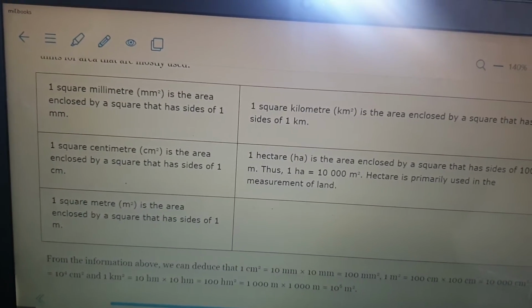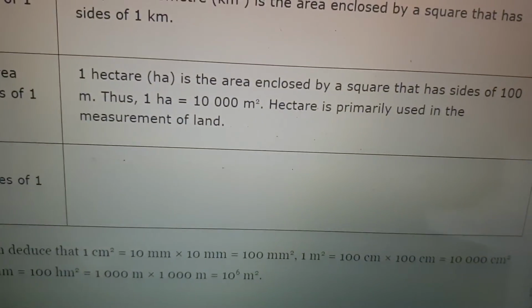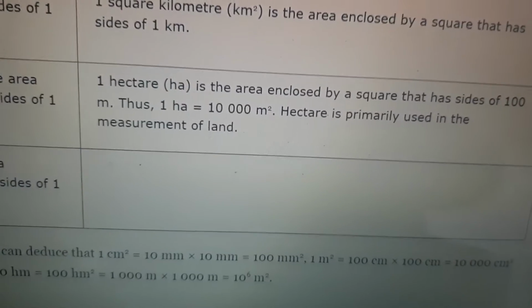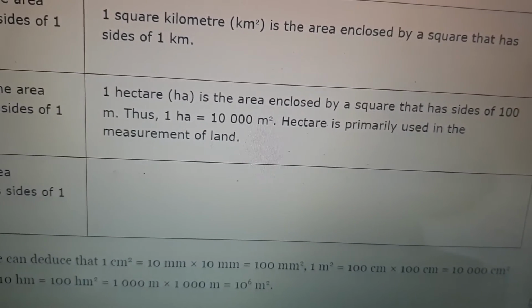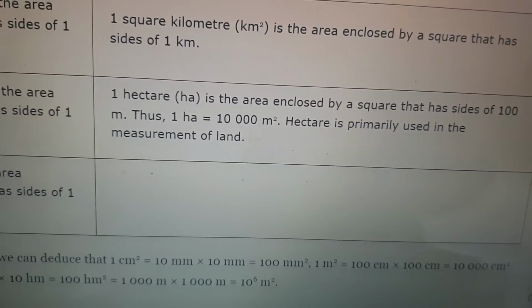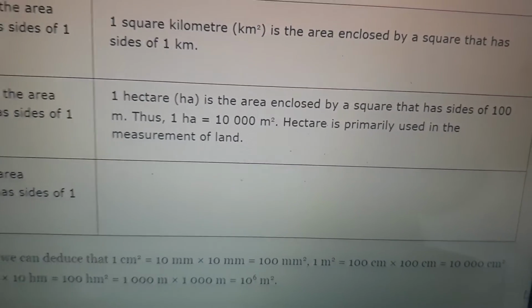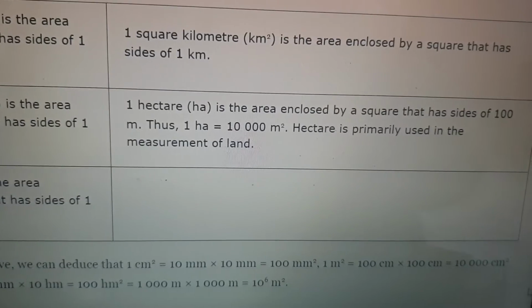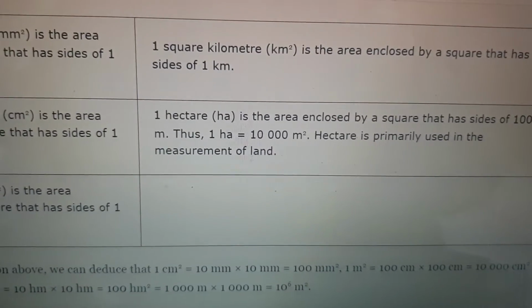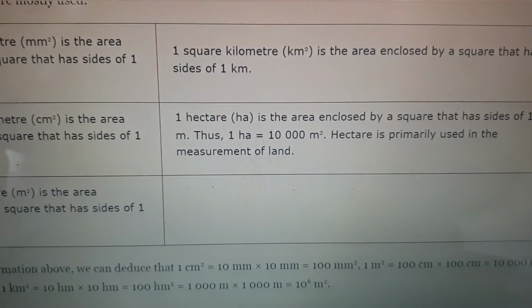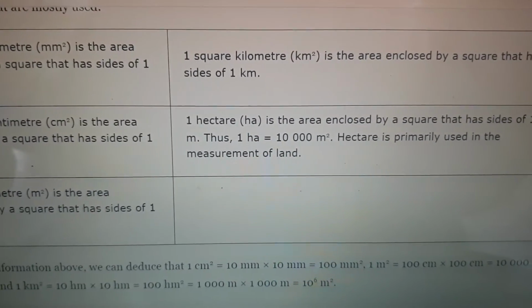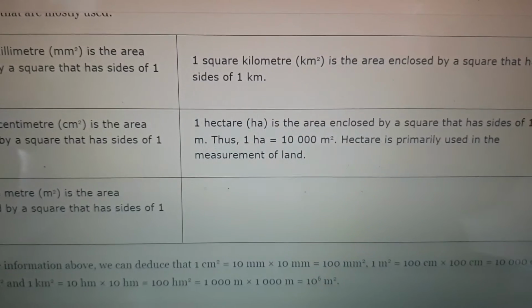Centimeters, meters, and hectare. So I just want you to notice hectare is the area enclosed by a square that has sides of 100 meters. Therefore 1 hectare is 10,000 square meters. This is primarily when we measure land, like a field where they're planting watermelons or something like that. Then we use hectare. This is not commonly used for a house or for other measurements.